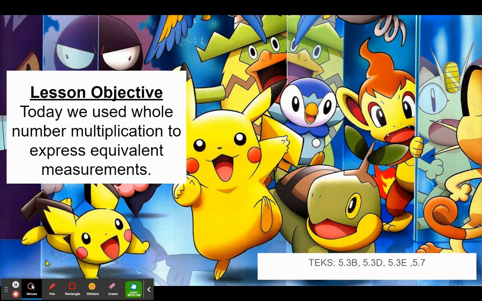Okay, everyone, let's review today's lesson objective. So today we used whole number multiplication to express equivalent measurements.